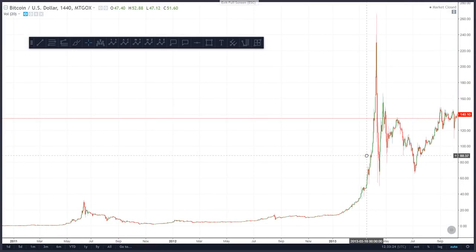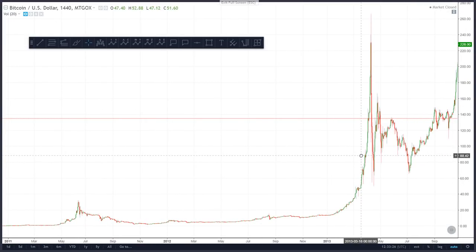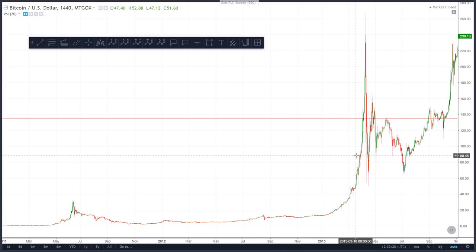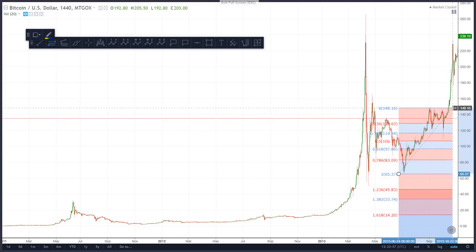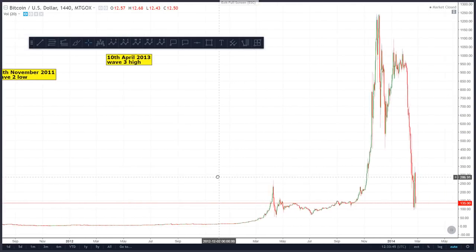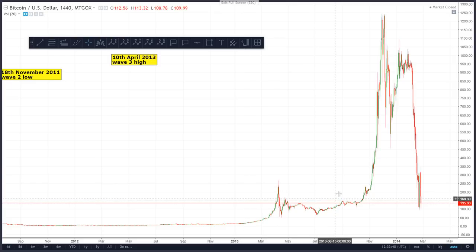Again, let's zoom in. So look, we've got a move up and a pullback here, but because it's still just a subwave of a major wave, you know, it's not even reached a 0.5 here. So until you have your 5 waves up, that's when you get your massive crash.